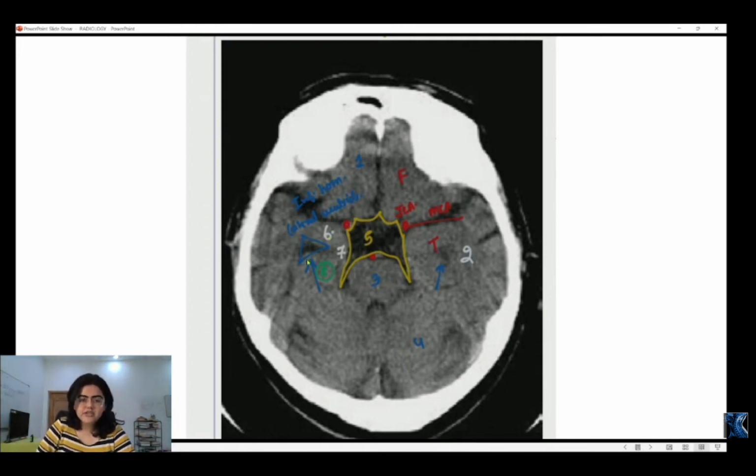Now here you can see the inferior horn of lateral ventricle. ये जो है ना वो inferior horn of lateral ventricle है. This is section of the vein. ठीक है, ये pons ही है. The number 3 structure is pons. Number 4 is cerebellum. 2 is temporal lobe.